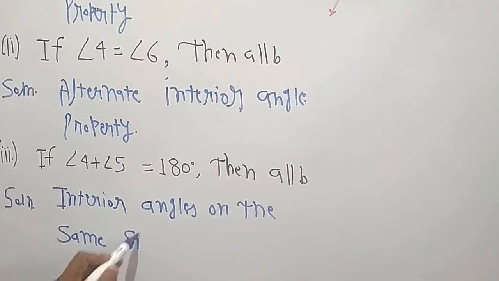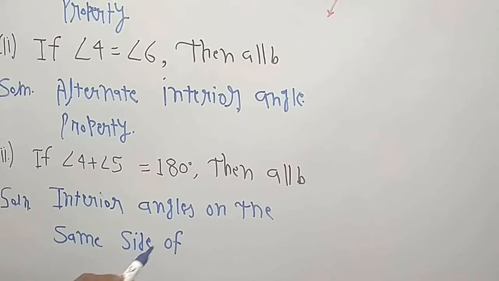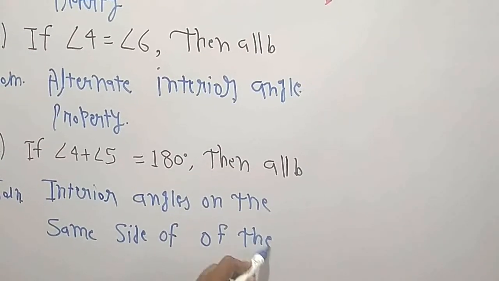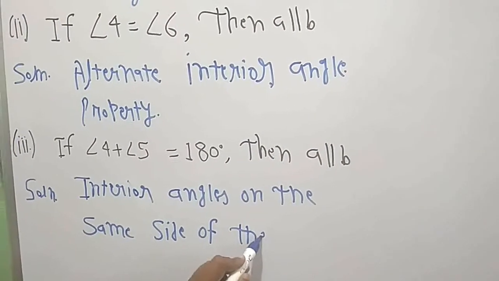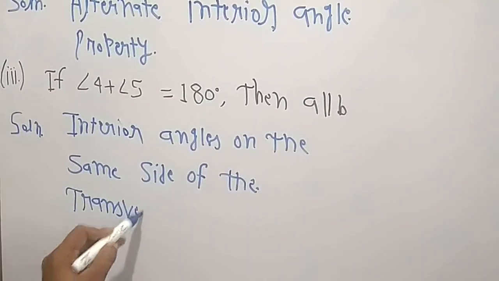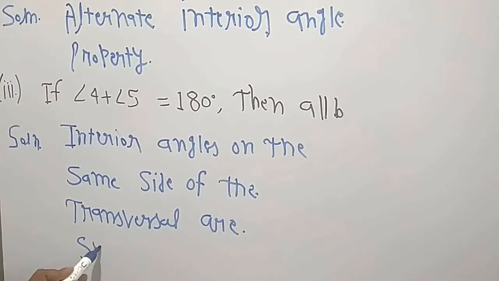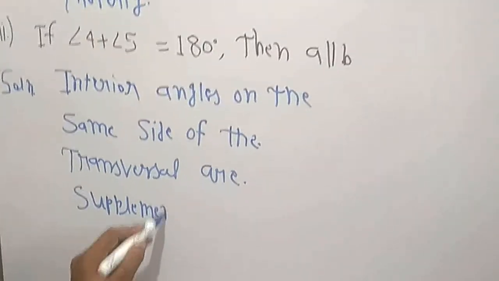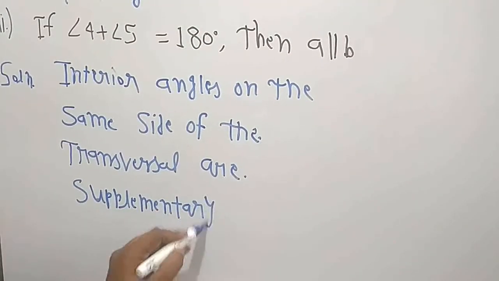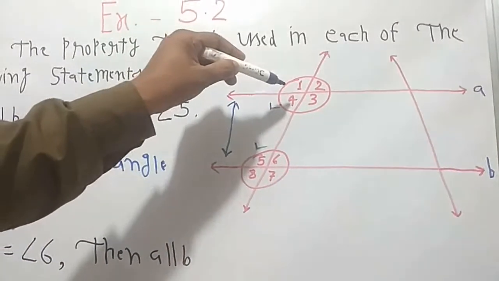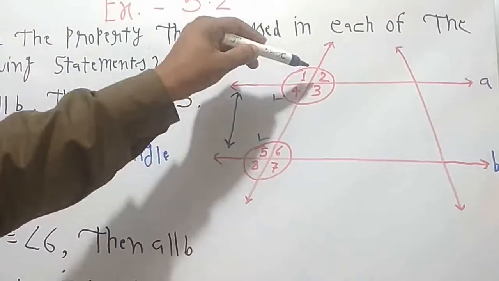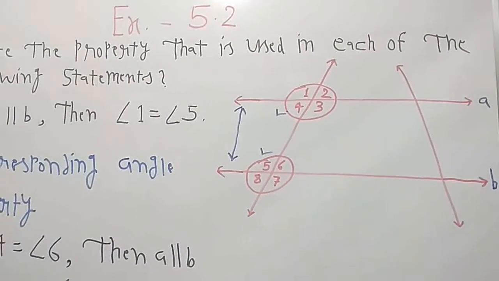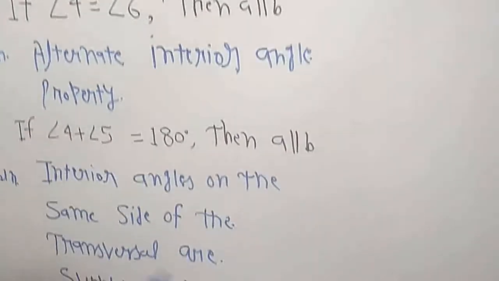So the solution: interior angles on the same side of the transversal are supplementary. When we add the measurements of angle 4 and angle 5, it gives us a straight line, that is the straight angle, and 180 degrees is the supplementary angle.